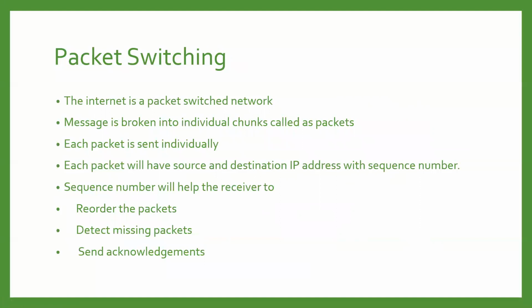Now, the internet is based upon the packet switching network. It depends upon the packet switching technique. In this switching technique, the message is broken into individual chunks, which are called packets. Each packet is sent individually. Each packet will have the source and destination IP address with the sequence number of that message. This sequence number will help the receiver to reorder the packets, detect missing packets, and send the acknowledgement.